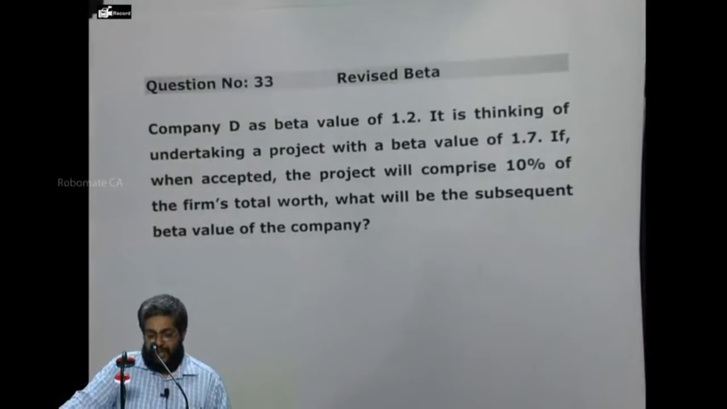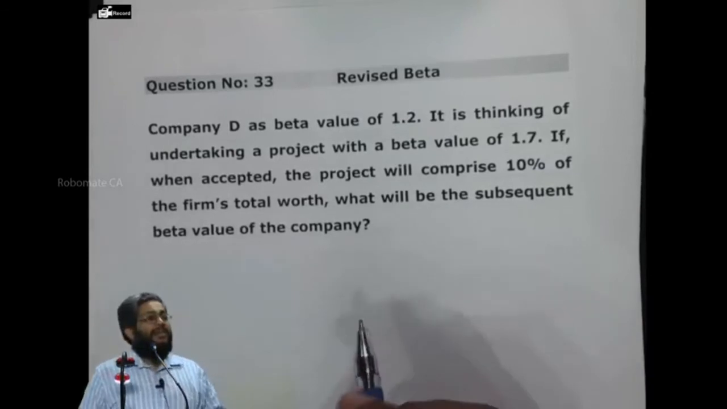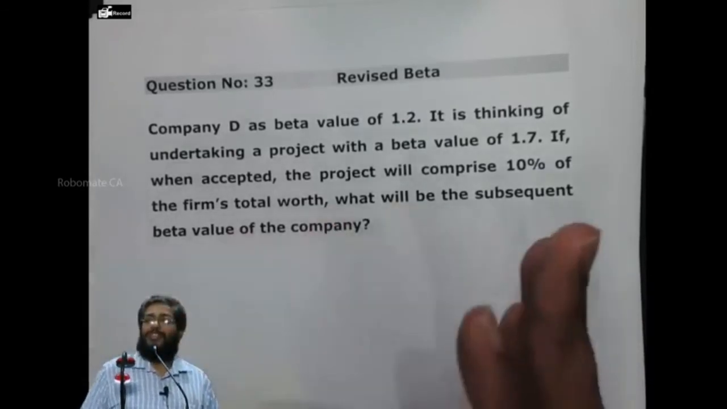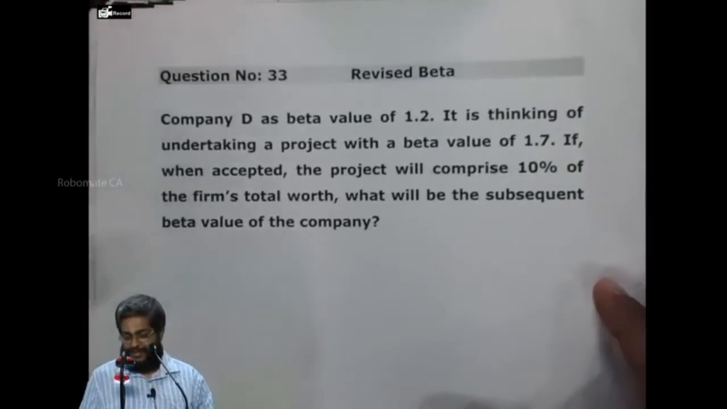Company D has a beta value of 1.2. It is thinking of undertaking a project with a beta of 1.7. If accepted, the project will comprise 10% of the firm's total worth. What will be the subsequent beta value of the company? Read the question. I'll give you 1 minute.